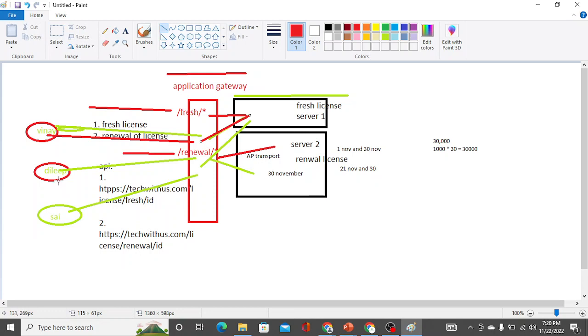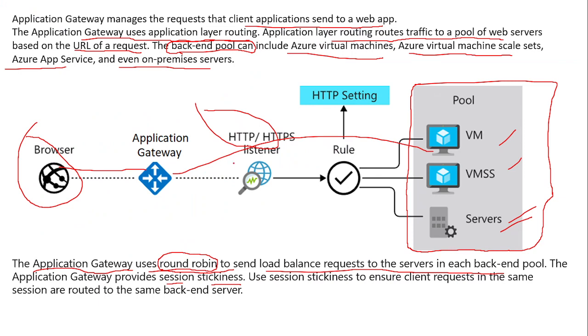After some time Dilip comes and makes a request, and it is sent to server 2. This session also should be active until the user closes it. Then Sai makes another request and establishes one more connection, so the application gateway initiates one more connection. Connection 1 was initiated by Vinay, connection 2 by Dilip, and connection 3 by Sai. All 3 connections should be active. This is session stickiness. Use session stickiness to ensure client requests in the same session are routed to the same backend server. The information passing in and out should be done on the same connection, in the same session. That is session stickiness.